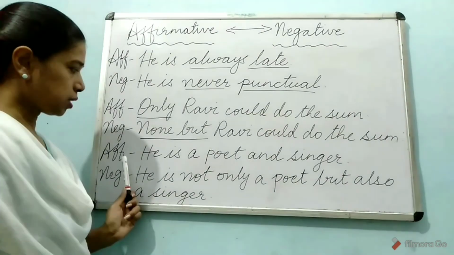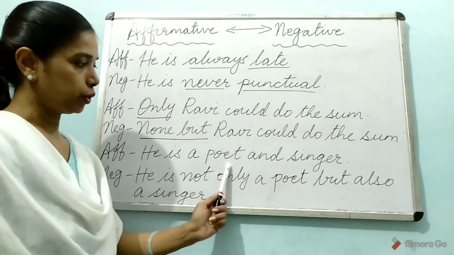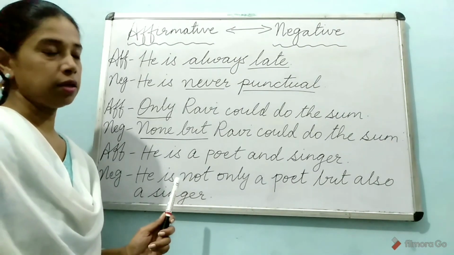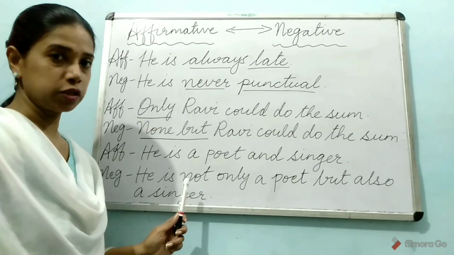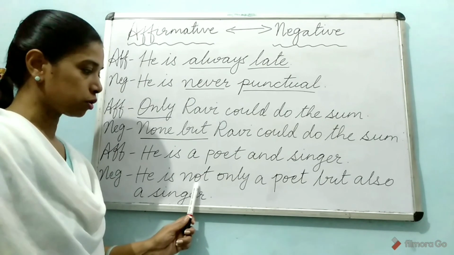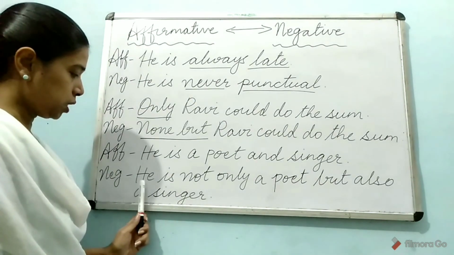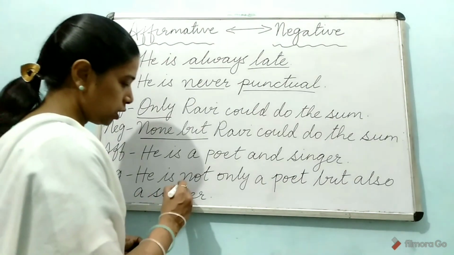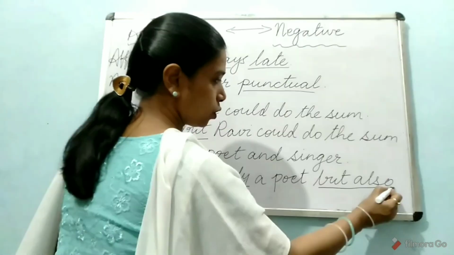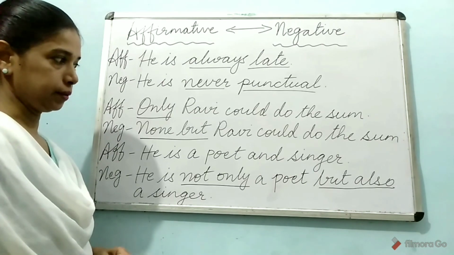Then in your last example you see, the affirmative sentence is, "He is a poet and singer." Now this is a similar sentence, and a similar sentence can be changed by using the words "not only" and "but also." When you are using "not only," it becomes a negative sentence. So your sentence becomes, "He is not only a poet but also a singer." This is a pair, "not only" and "but also," so you have to use both.